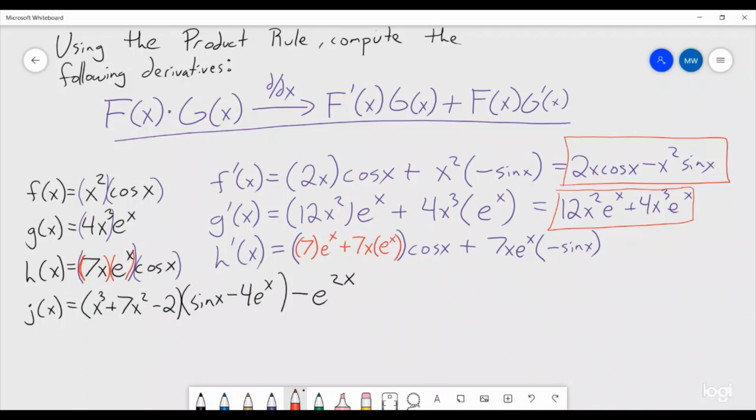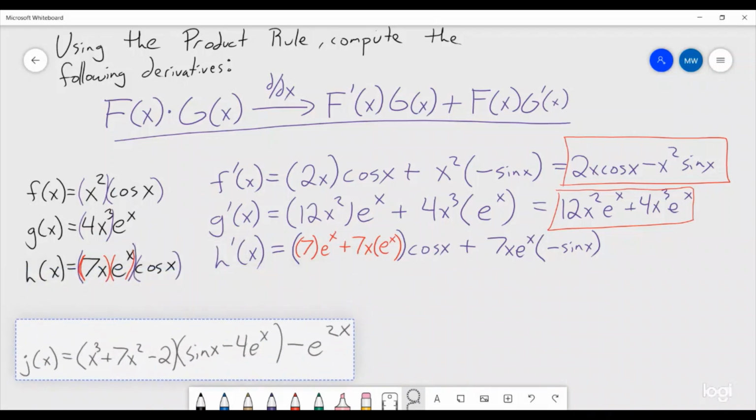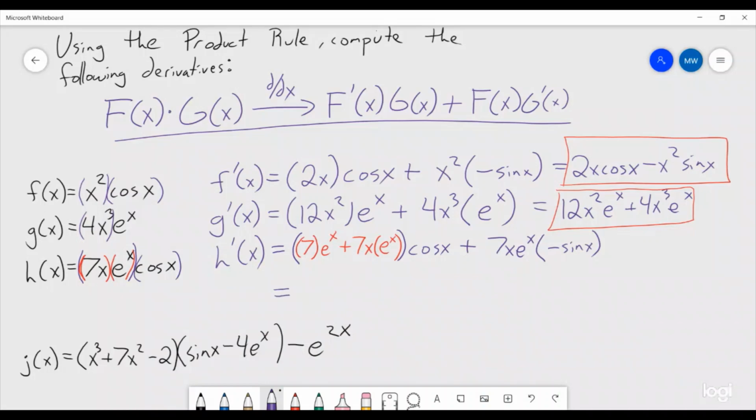So that means that our function, let's give ourselves just a little bit more space again. So that means that our h prime of x is going to be 7e to the x cosine x plus 7x e to the x cosine x minus 7x e to the x sine x. That is going to be the derivative of h of x.